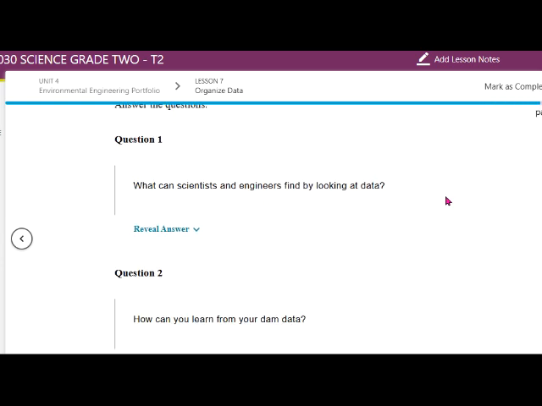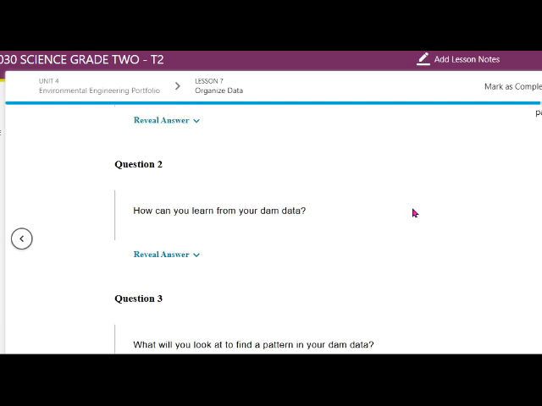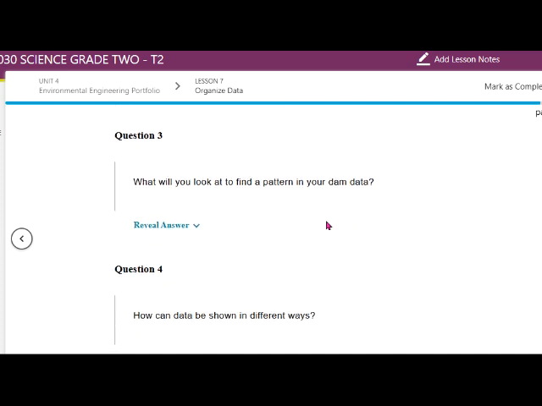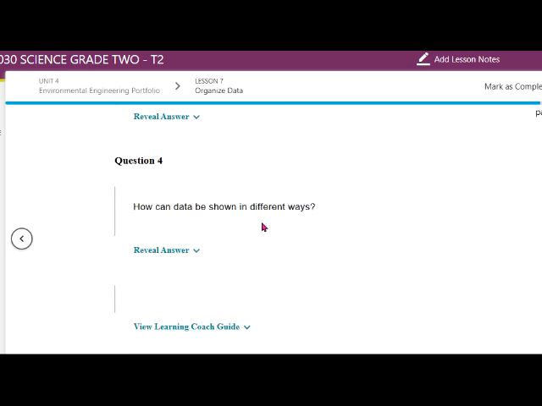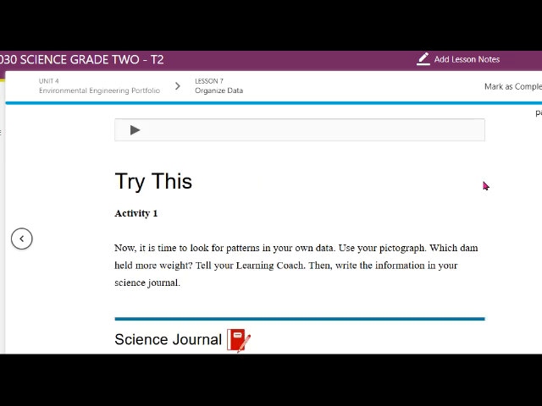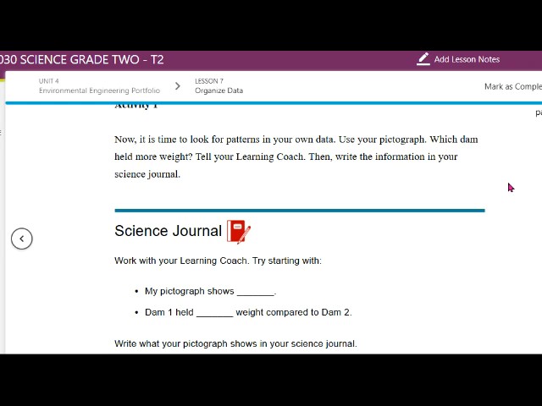What can scientists and engineers find by looking at data? Talk about that with your learning coach. And then think about how can you learn from your dam data? And what will you look at to find a pattern in your dam data? And how can data be shown in different ways? Talk about those questions.